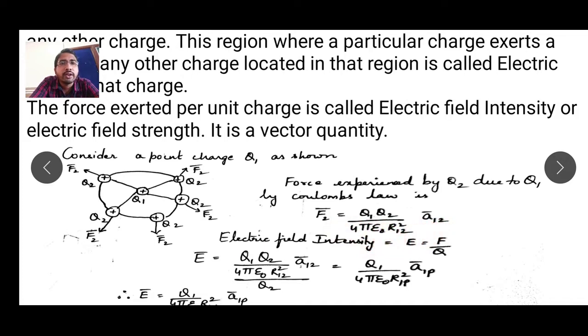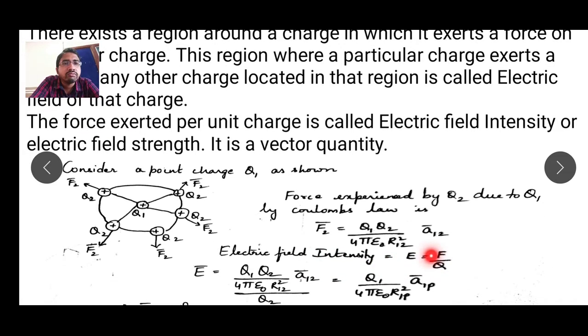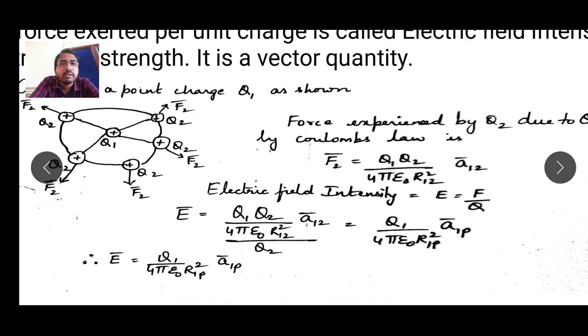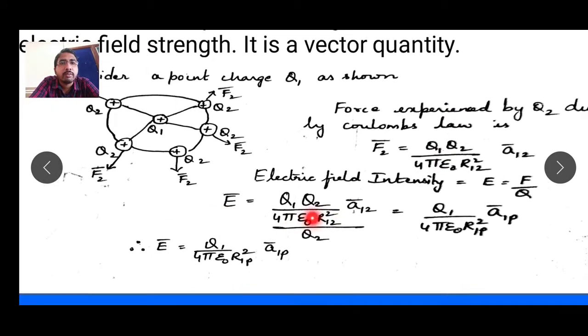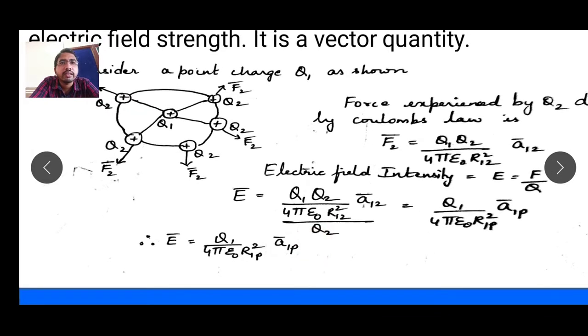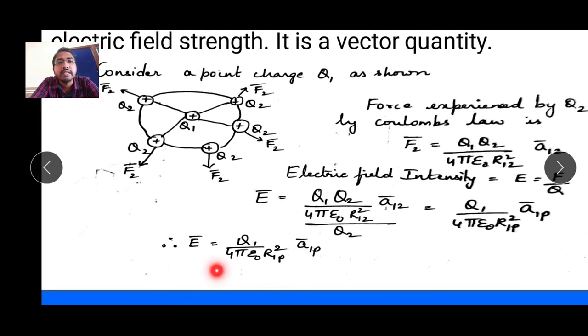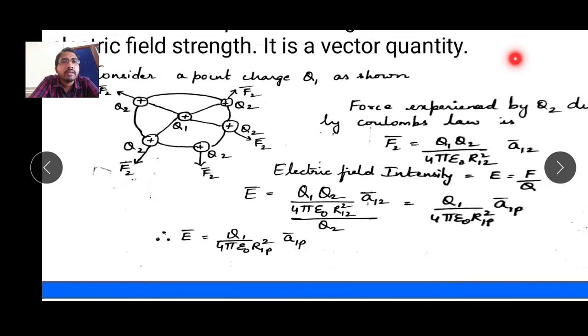Now what is electric field intensity? E equal to F by Q. So E equal to F means already we know this formula, by Q is nothing but due to this charge only force is coming now. So by Q2, this is the formula for electric field intensity E bar. Okay.